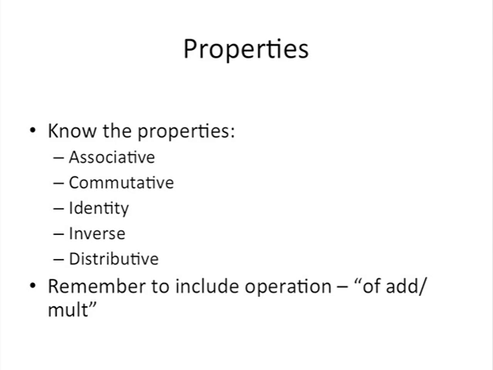The inverse property is what we do to a number to get that identity value. The distributive property is passing out through a set of parentheses. Remember when you name them that you need to include the "of addition" or "of multiplication" as well as the actual name of the property.